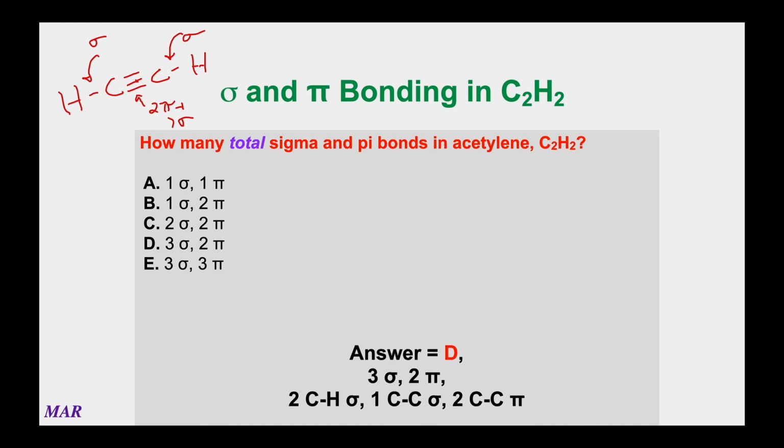The answer is D. So I put this up there because if you happen to see a problem like this in the future, don't forget to count the CH sigma bonds, or maybe there's a CH3 or something like that. Look at the whole molecule, not just the double or triple bond.